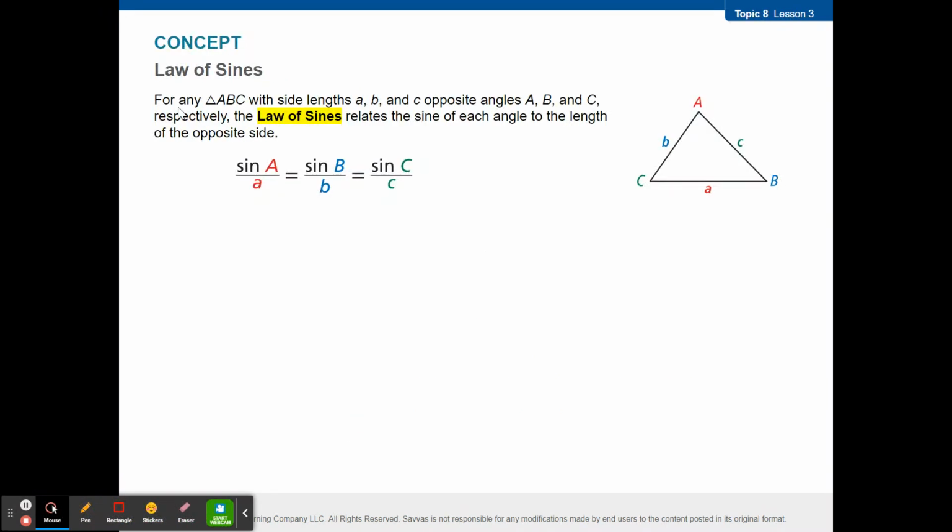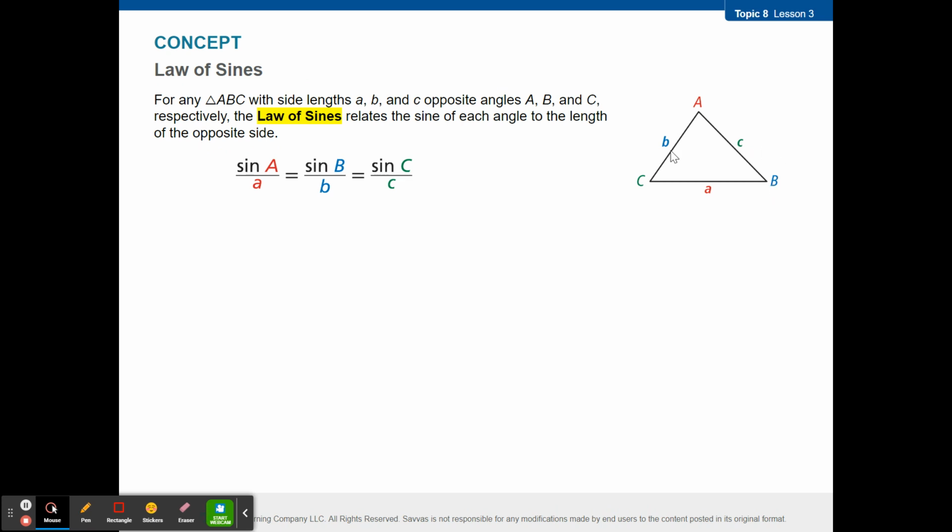Okay, so the law of sines. For any triangle ABC with side lengths a, b, and c, opposite angles A, B, and C, respectively, the law of sines relates the sine of each angle to the length of the opposite side. So here's the deal. You guys notice the capitals? That's nothing different. It's still a point in space. We always represent that with a capital letter, but opposite it is always this little letter. So we have big A, then we have baby a. Big C, baby c. Big B, baby b.